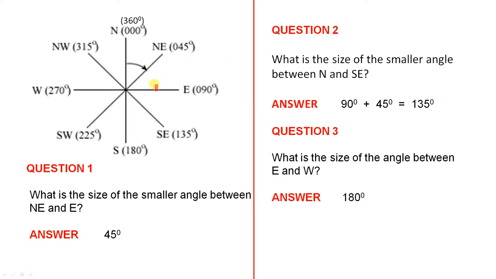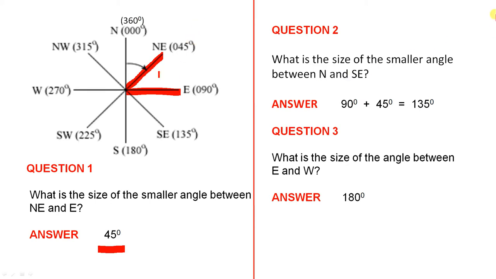Now I've reproduced the diagram here to make it easier to answer the questions. Question 1. What is the size of the smaller angle between northeast and east? So there's the northeast line there. There is the east line there. Now we saw earlier that that angle there is 45 degrees, because it bisects that right angle. See that right angle there between north and east? The northeast line bisects it, so that must be 45 degrees.